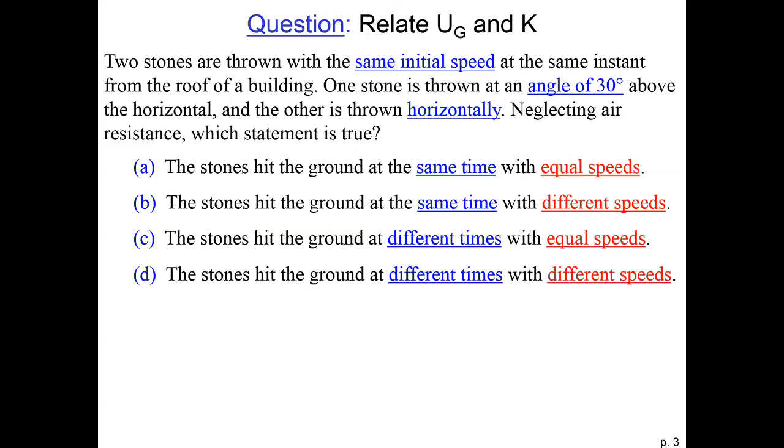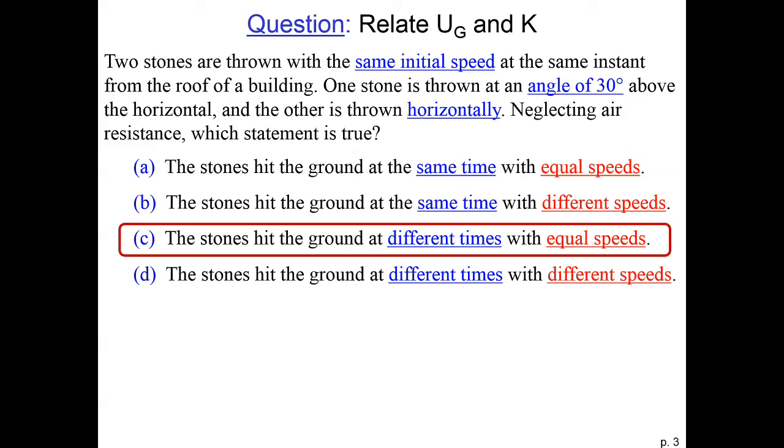On the issue of when they land, that depends on the y component of the initial velocity. The stone that is thrown horizontally will land at the same time as if it was dropped. The stone that was thrown at a 30-degree angle has a significant y component, so it's as if you threw it up into the air. When you throw one stone up in the air and drop the other, the dropped stone will land first, and the stone that is thrown up into the air will land second. So that gives us our answer, C, where the stones will have the same velocity or the same speed, but they will land at different times.